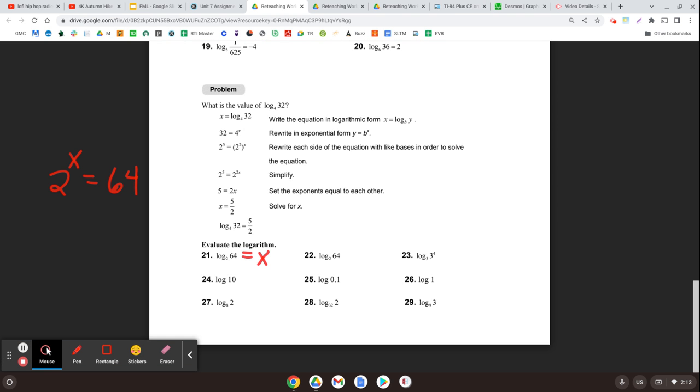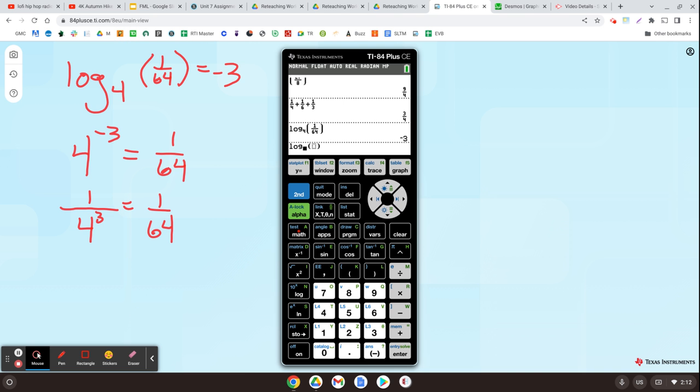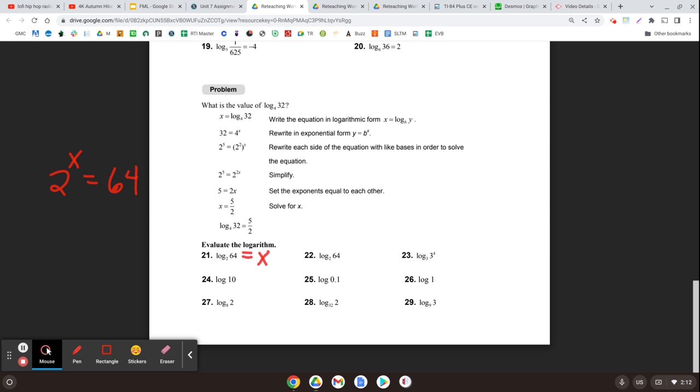What was that question again? Log base 2 of 64. And it will tell me the answer is 6. That's what's going on here. I hope it makes sense to you guys. If it doesn't, let's talk it over. Boom!